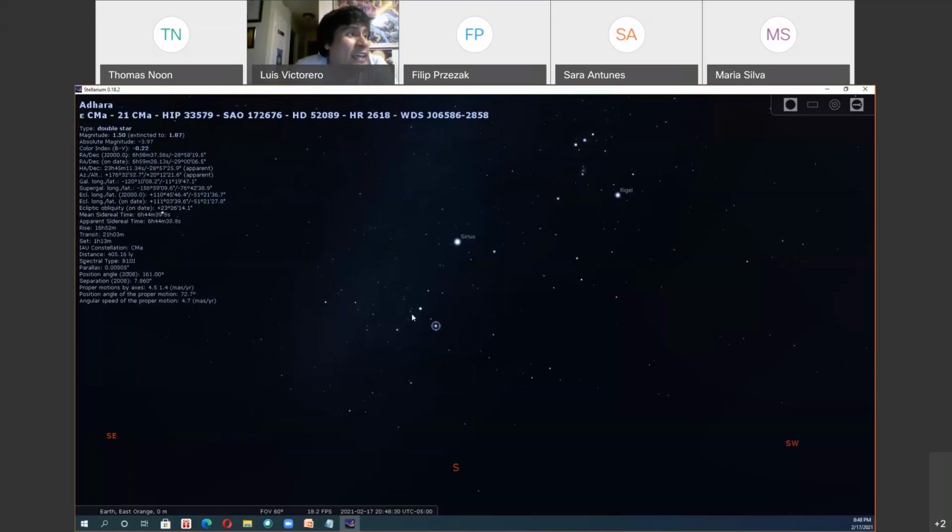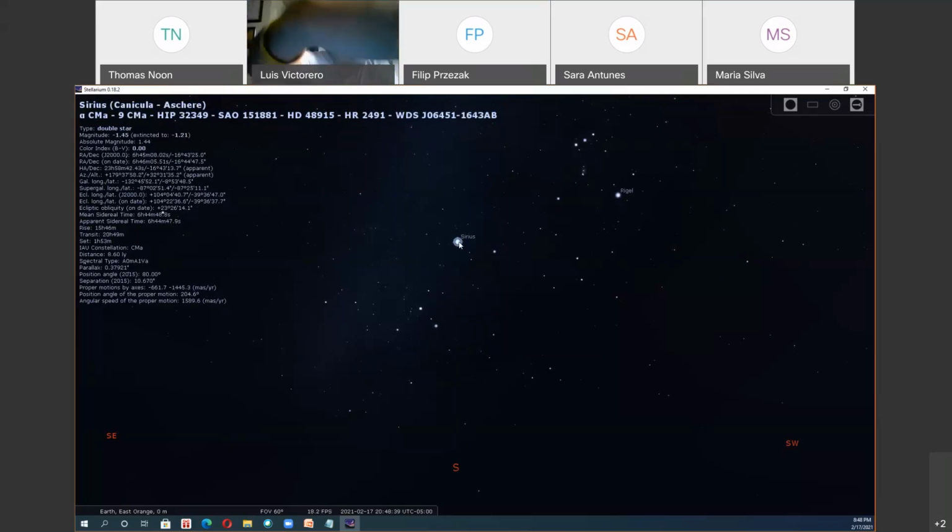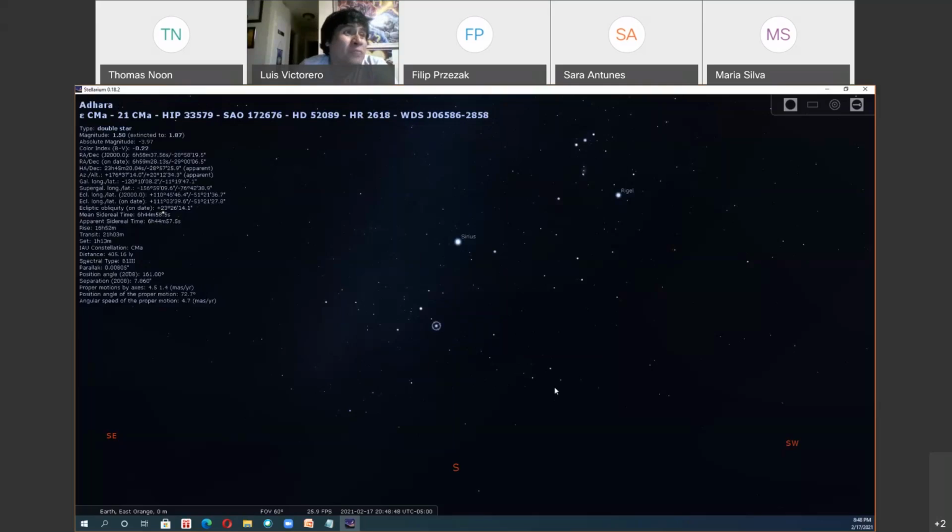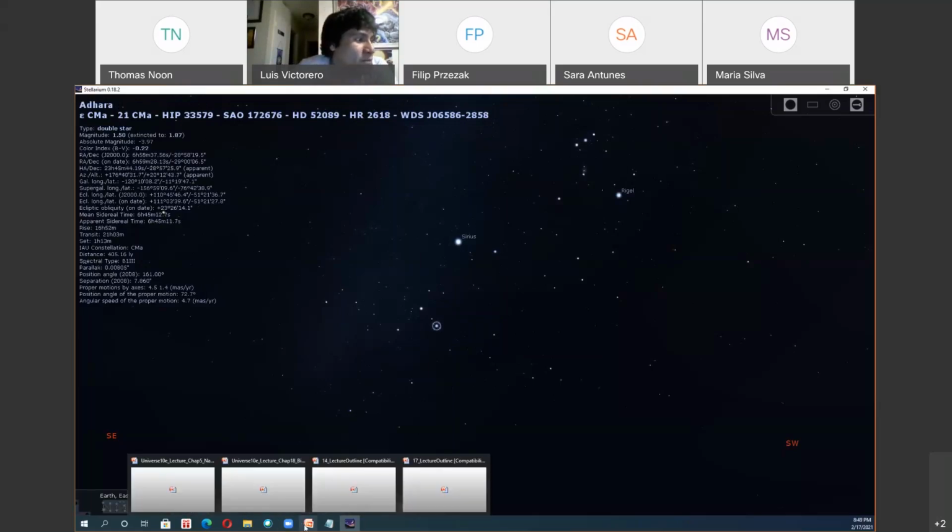But if we place this object and this object at, I believe, 100 parsecs, the same distance from us, then we will see that Adara is brighter than Sirius if they were at the same distance. That's why we use absolute magnitude. Okay? So there are questions in the lab where they're going to ask you about that.